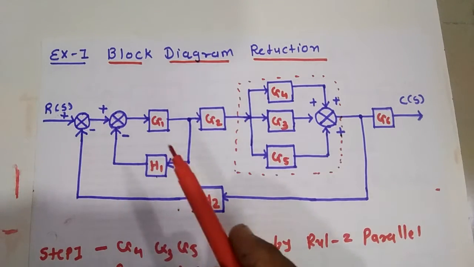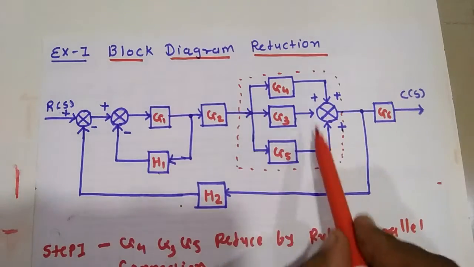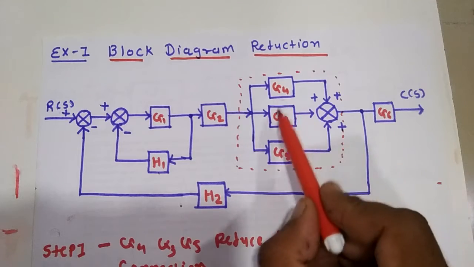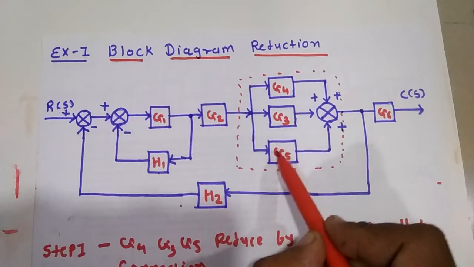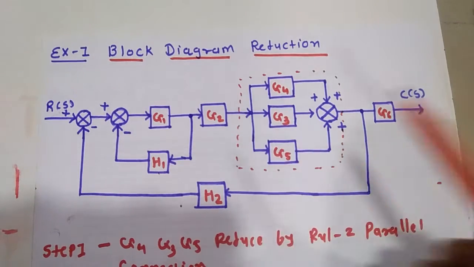So first of all, whenever we solve this type of example, we first apply the series and parallel rules in this block diagram. So we will see in these examples which one is the series rule and which one is the parallel rule. We first apply the parallel rule to G4, G3 and G5.